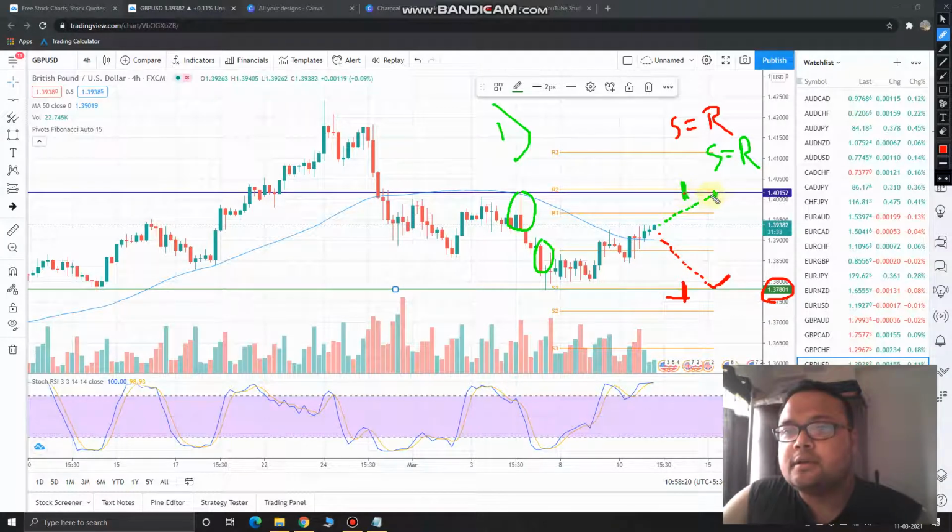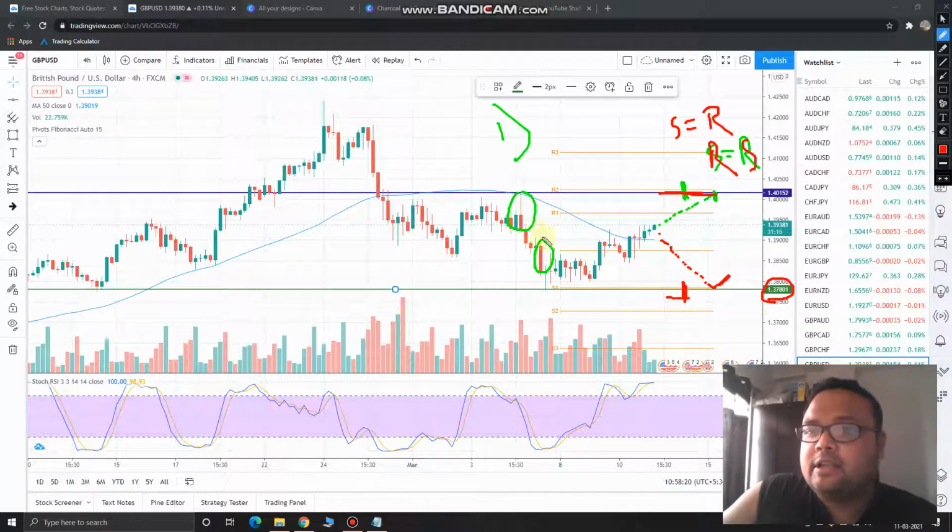Resistance should become the support, sorry. On the upside, when resistance will become the support, you should buy. On the downside, when the support will become resistance, you should sell. Okay, simple concept. So this is your second strategy, or this can be a second strategy.